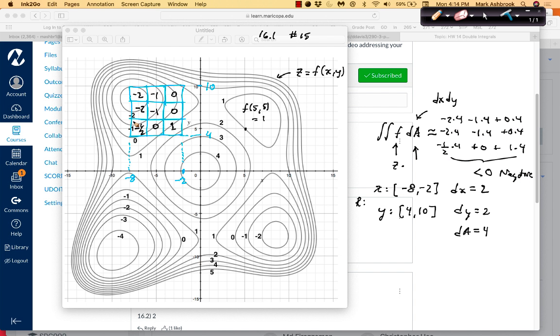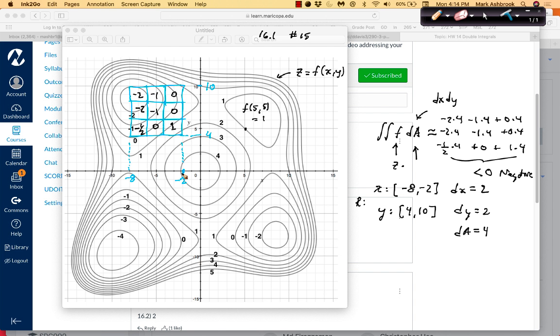Why? Because the predominant z values or function values in this square are negative, through this whole left-hand portion of this region. And there's only this little lower right corner where the z values are positive. So the overall effect of summing that all up, each one times its respective dA, is going to be a negative total, a negative sum. So that's an example for number 15.